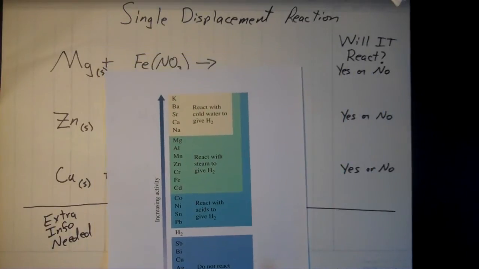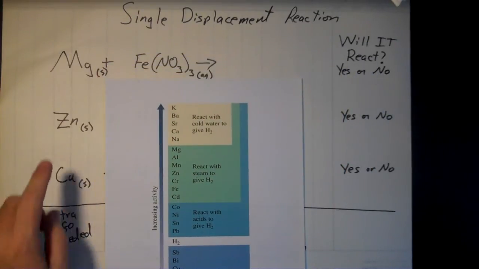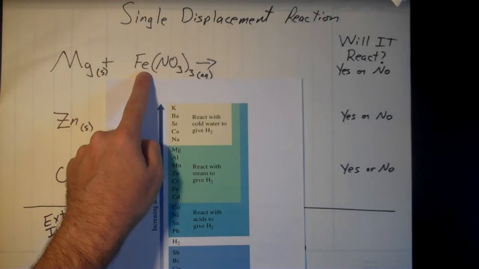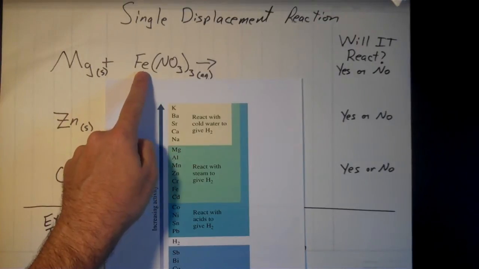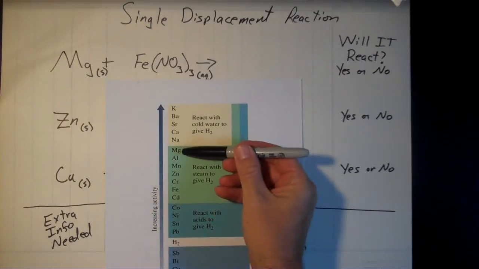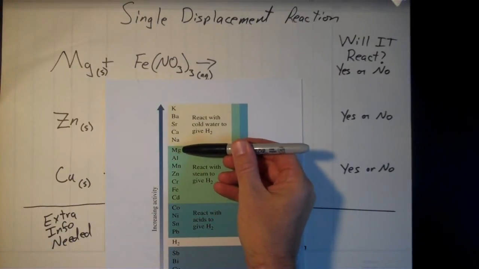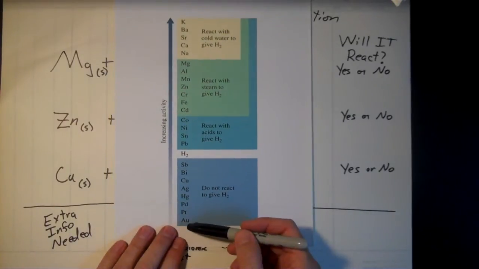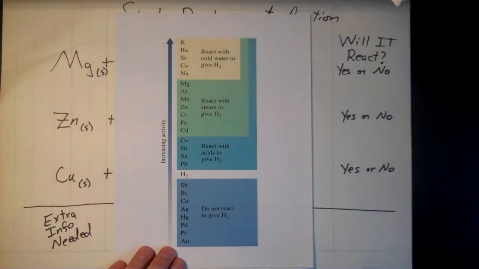So we're going to answer whether it will react or not. What we need to look at here is the metal that's by itself and the first element in the compound, which is usually going to be a metal here also. We have to find those on the activity series itself. Here's magnesium up near the top, and iron is just a little bit below. The least reactive elements are down at the bottom, and the most reactive elements are up at the top. A more reactive element will displace a less reactive element from the compound. All right, a more reactive displaces a less reactive.